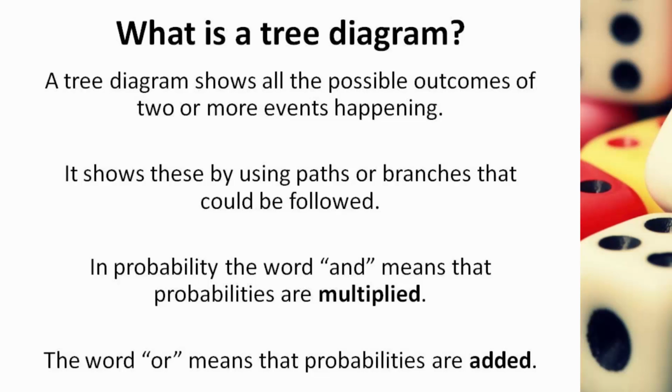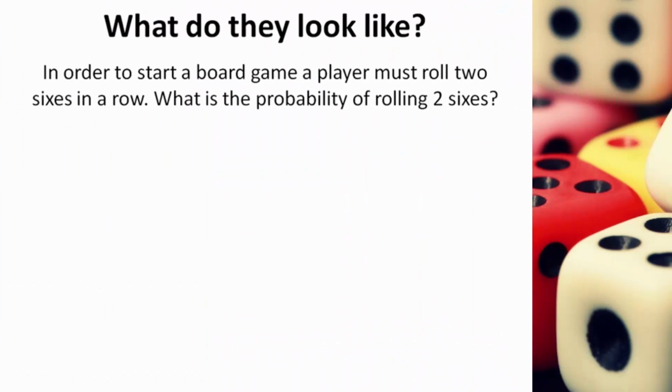The key things to remember when drawing probability tree diagrams and doing any calculations for this is that all probabilities add up to 1. If you get an answer greater than 1, you're incorrect. The word "and" means multiply and the word "or" means add.